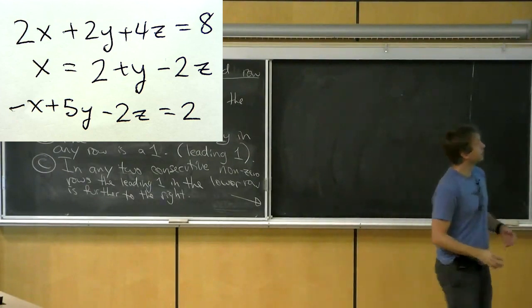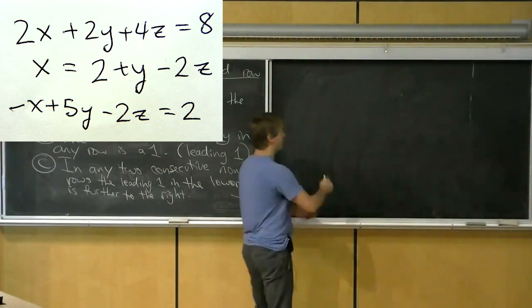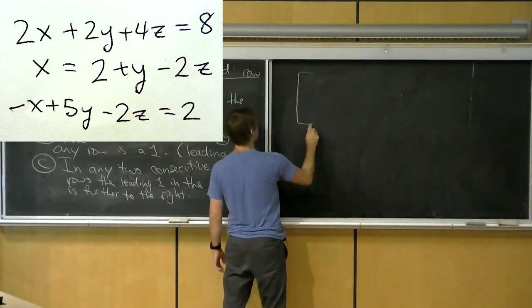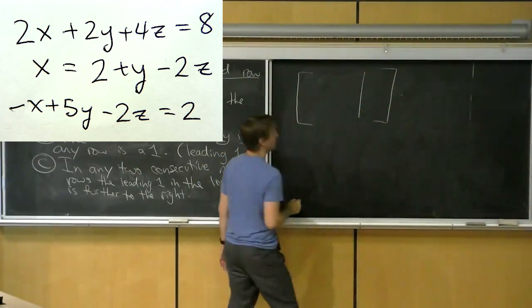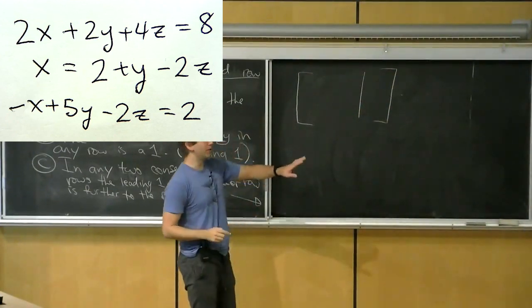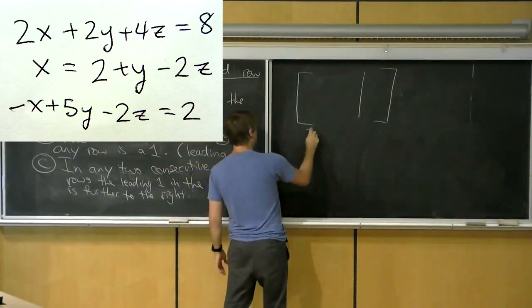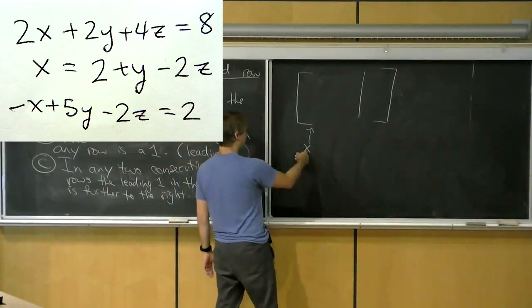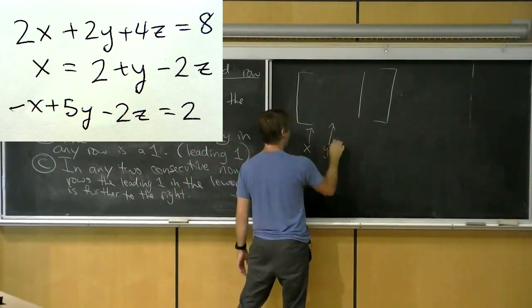Okay, so this is going to be a matrix. Definitely, it's going to have 3 rows. So my first row is kind of simple. I just read off the coefficients. So my first column is going to correspond to the x coefficients, then you're going to have the y and then the z.